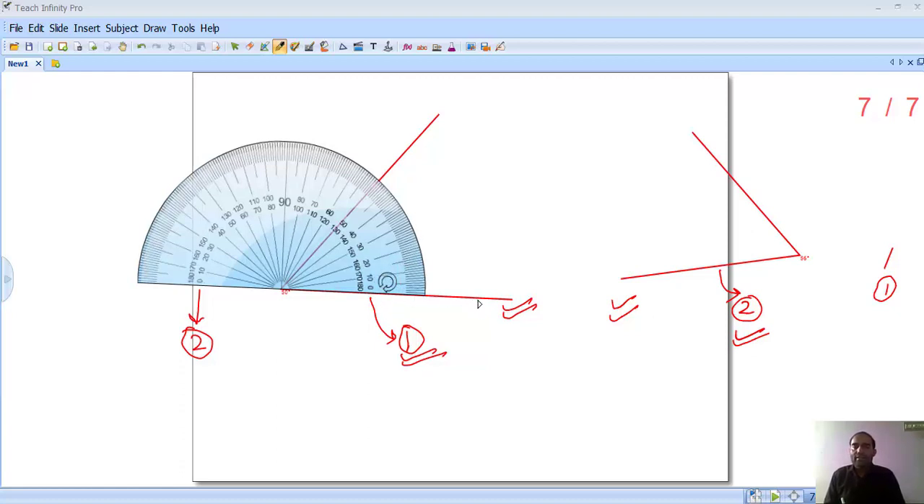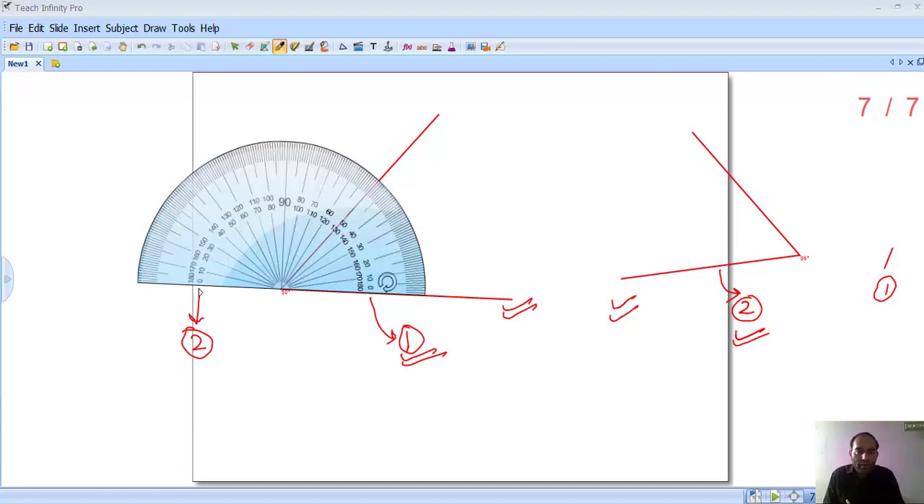The overlapping line is at the right hand side, so we are going to use the right hand side 0, the outer line. Okay, now count 0, 10, 20, 30, 40, 50. Where is the second line? At 50 degrees. You can say 50 and 130, but we will not use 130.